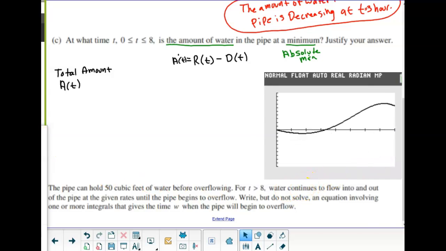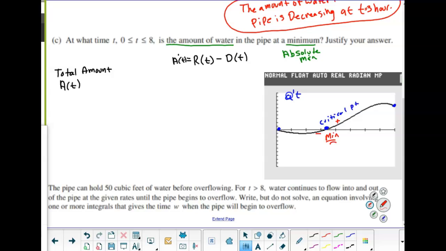If this is the graph of the rates, or this is the graph of what I called A of t, these are derivatives. Notice right here, we've got endpoints at 0 and 8, so I have to check the endpoints, but I also have a critical point right here because the derivative is equal to 0. But notice, isn't my derivative negative here and then positive? What kind of point exists when I go from decreasing slopes to increasing slopes?